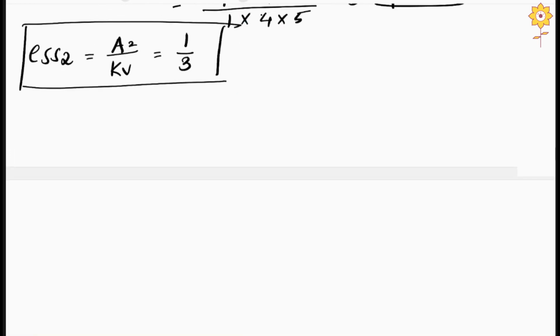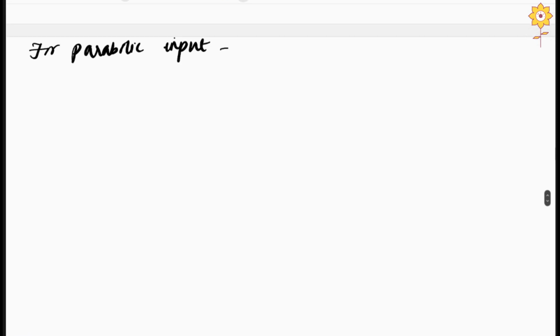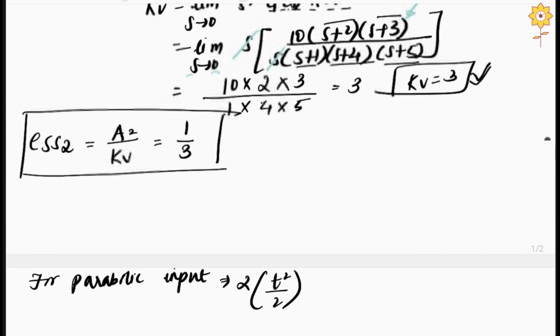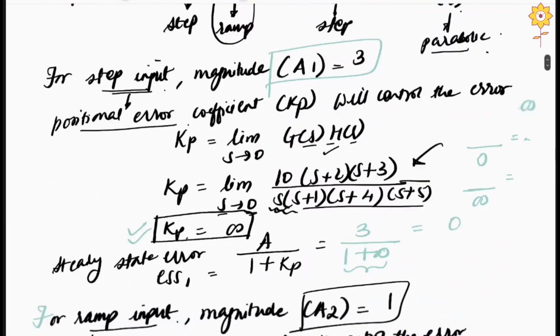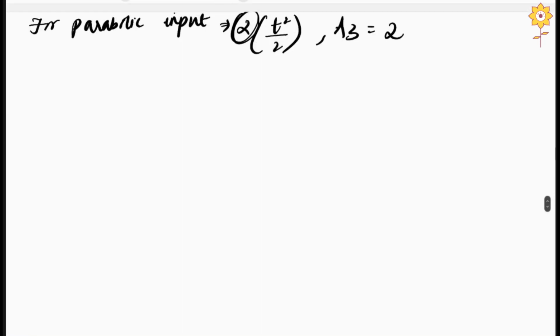Now, let us solve for parabolic input. Okay. So, what was the parabolic input? Parabolic input was this, correct. You can see in the question here, correct. So, what is the magnitude over here? Magnitude is 2, correct. So, this indicates the magnitude. So, magnitude is 2 in this case, right.